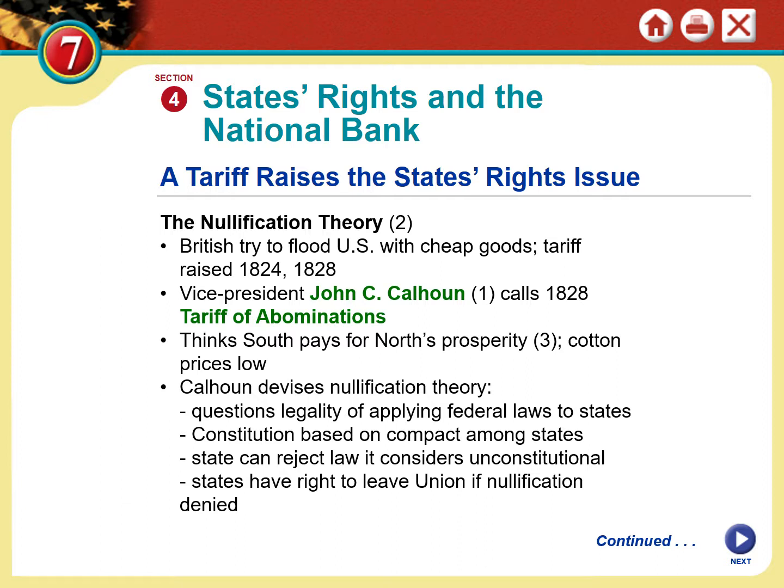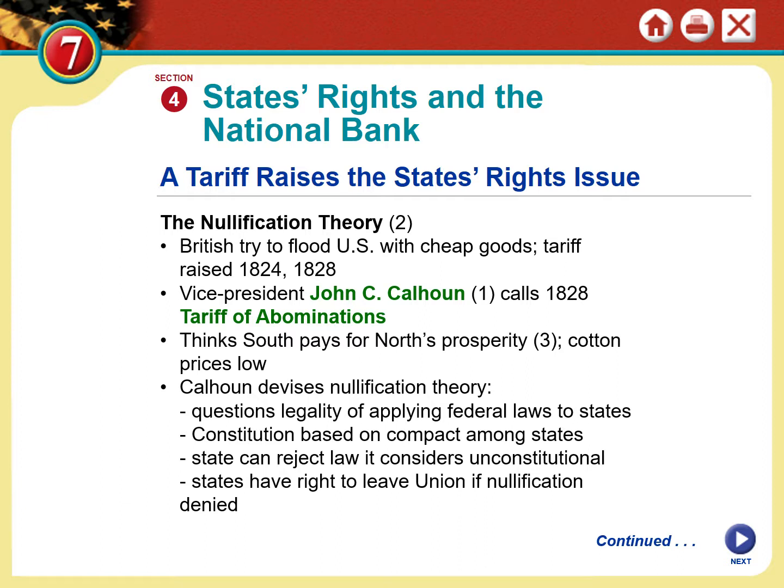And of course, what does John Locke say about tyrannical governments? We overthrow them. That's what the social contract is all about. That if a government becomes tyrannical, the people have the right to overthrow it. In this case, he was making the argument that if a federal government tries to force its will upon the states, that state has the right to leave the Union.